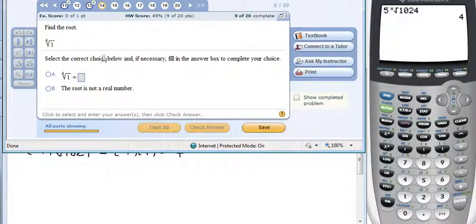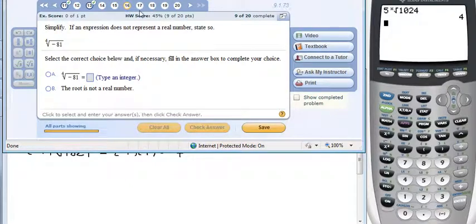This is so easy, I think. The 4th root of 1, what number multiplied by itself 4 times will give you a 1? That's 1. 1 times 1 times 1 times 1. And I'm going to leave you alone. Some of these, this is not a real number, right? We have an even index. We have a negative under the radical sign.